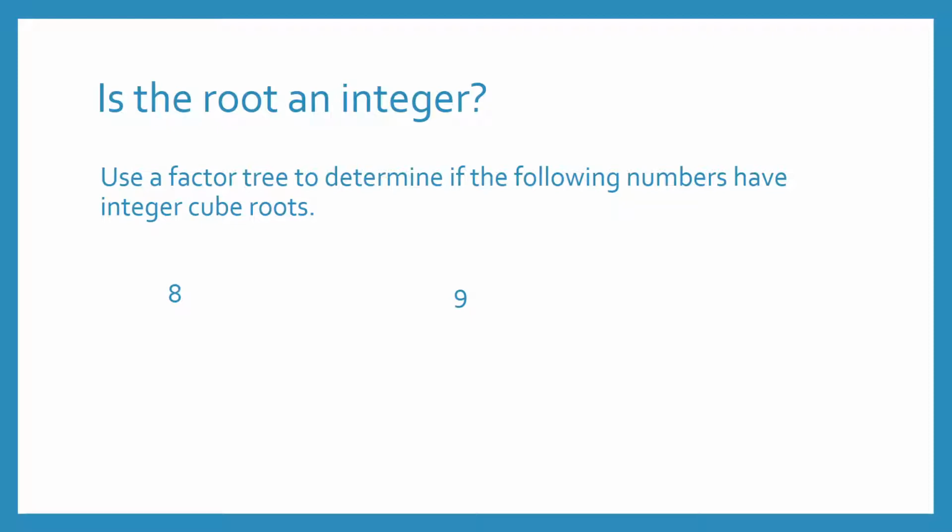We can also do this with cube roots. So 8, you can go 2 and 4, and 2 and 2. Now we end up with 3 2's at the end. So if we go 2 times 2 times 2, we're going to get 8. So we know that this one does have a cube root. 9, we can go 3 and 3, but that's as far as we go, so we know that this one doesn't have an integer cube root.